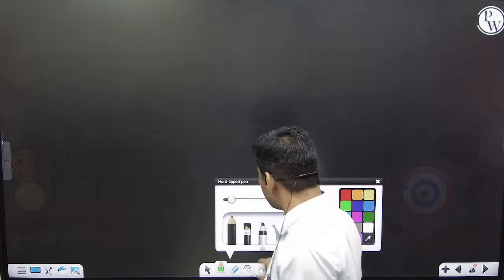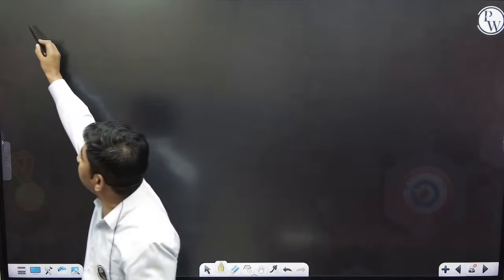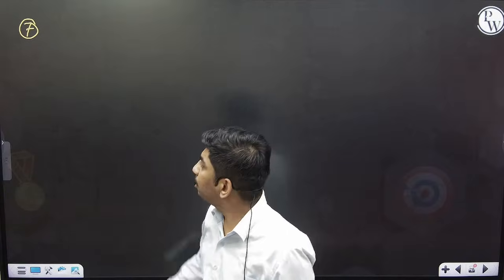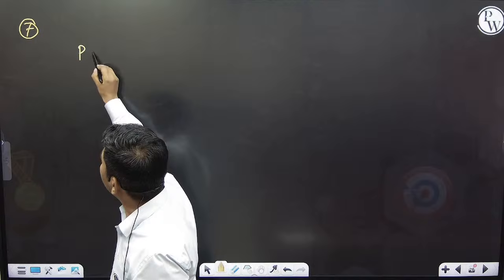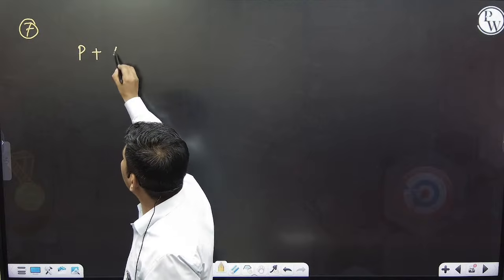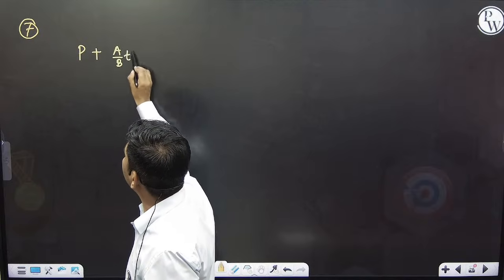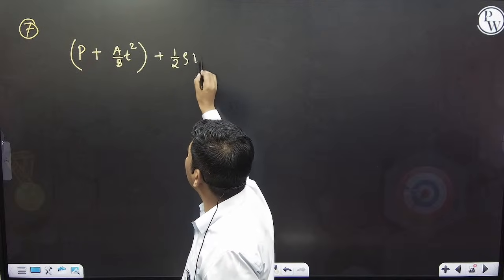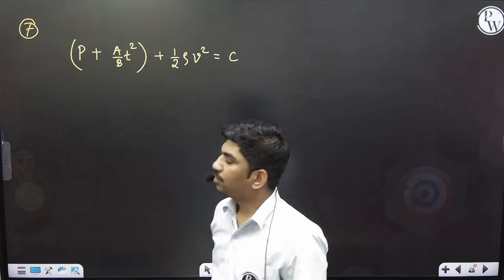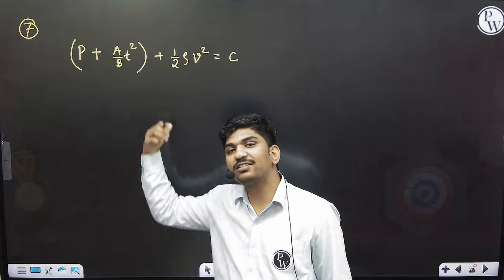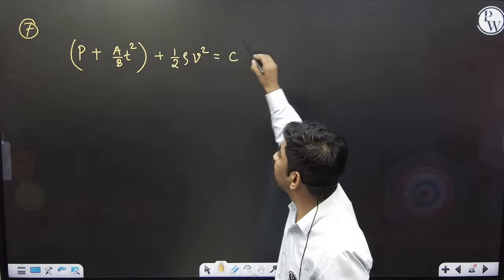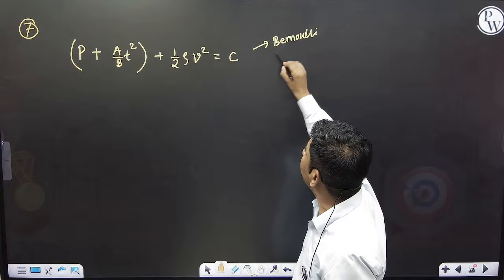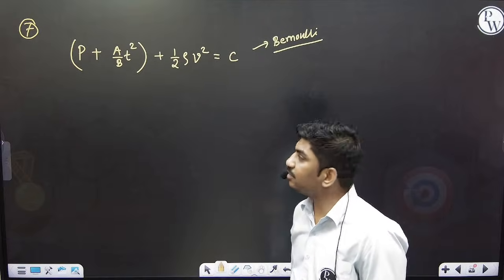Okay, one more question we had was based on units and dimensions. Let us see that. I guess 2 questions were based on units and dimensions. The question was, they gave this equation, P plus A by B into T square plus half rho V square is equal to C. Now first of all you tell me what this equation is of. Yes, this is the equation of Bernoulli, right? This is nothing but the Bernoulli principle. So what is each and every term?